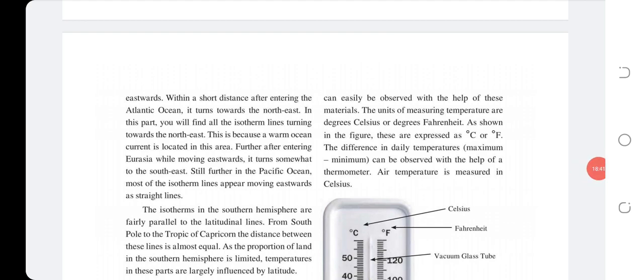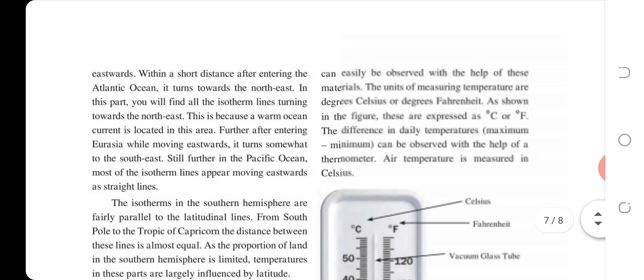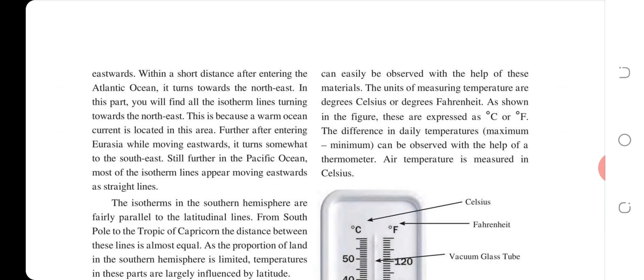After a short distance on entering the Atlantic Ocean, it turns towards the northeast. In this part, you will find all the isotherm lines turning towards the northeast. This is because a warm ocean current is located in this area. Further, after entering Eurasia, while moving eastward, it turns somewhat to the southeast. Still further in the Pacific Ocean, most of the isotherm lines appear moving eastward as straight lines.